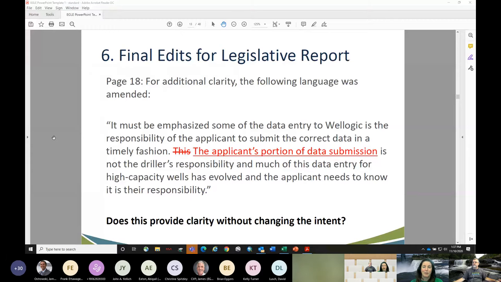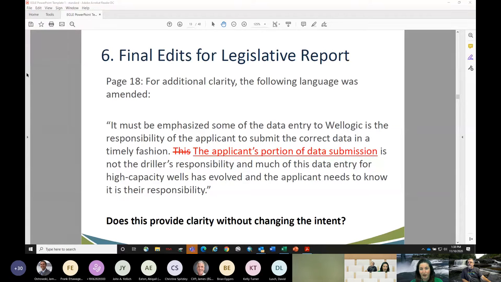The comment was basically around, you know, if this is a recommendation for well driller training, then it would seem to undercut that need by saying, hey, this stuff is the responsibility of the well owner and not the well driller.